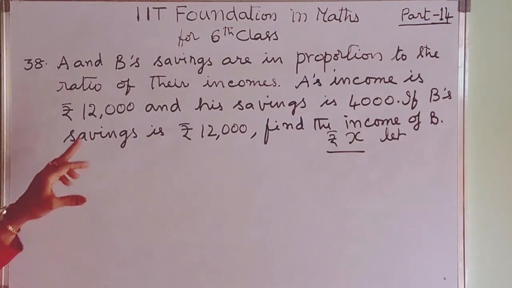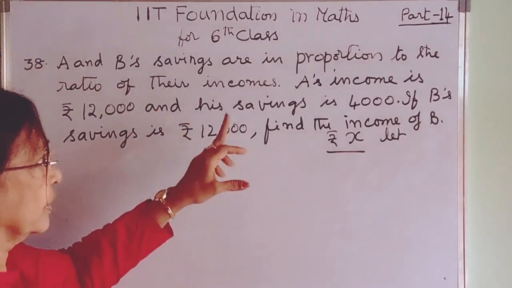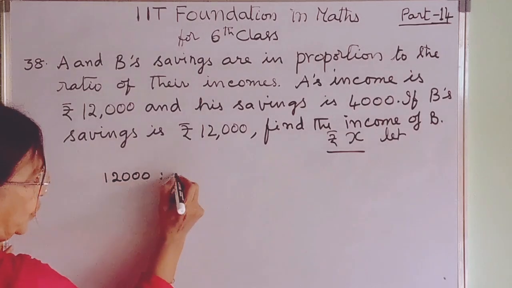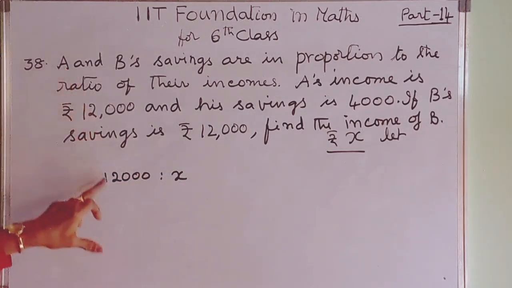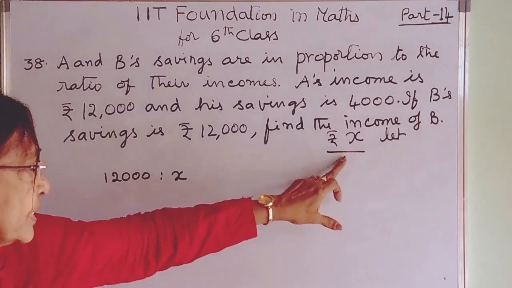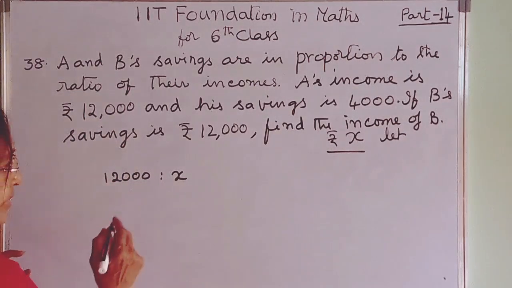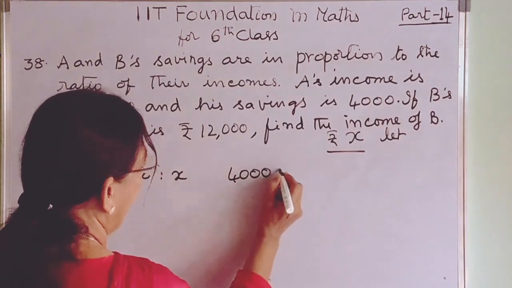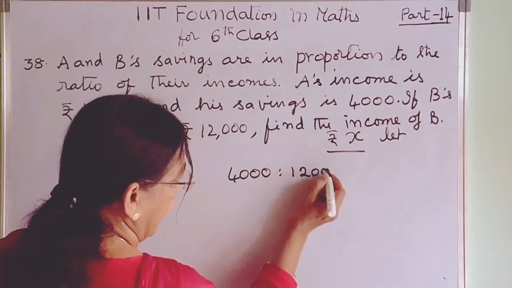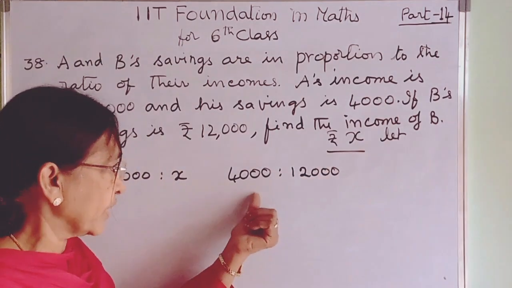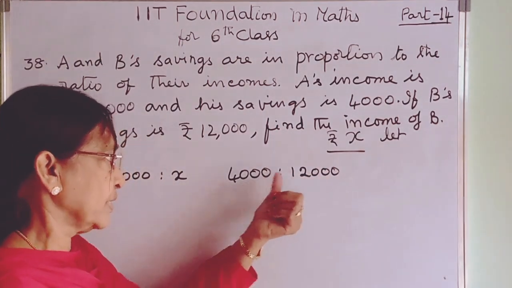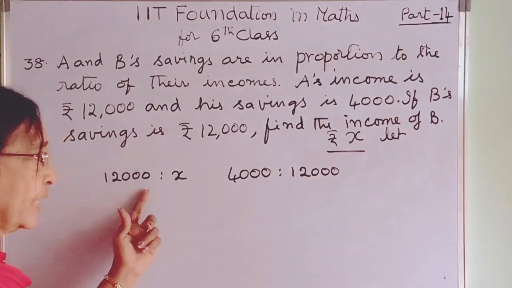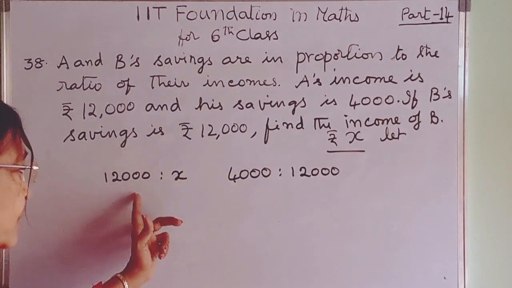Ratio of the income of A and B is 12,000 is to X. A's income is rupees 12,000 and B's income is rupees X. A's savings is 4,000 and B's savings is 12,000. Therefore, ratio of the savings of A and that of B is 4,000 is to 12,000. The savings are in proportion to the income.